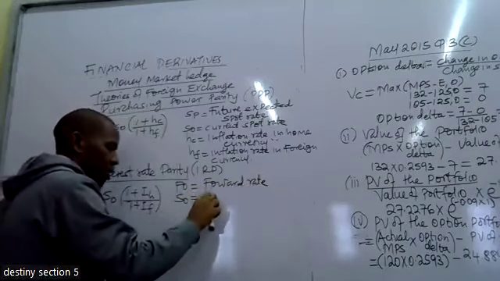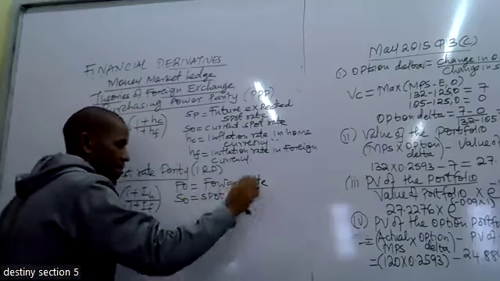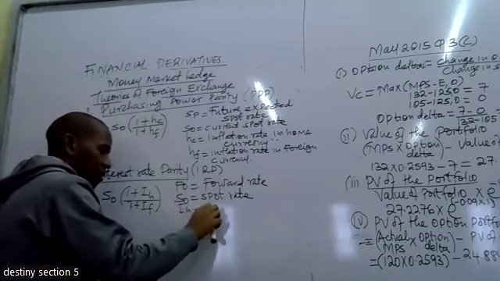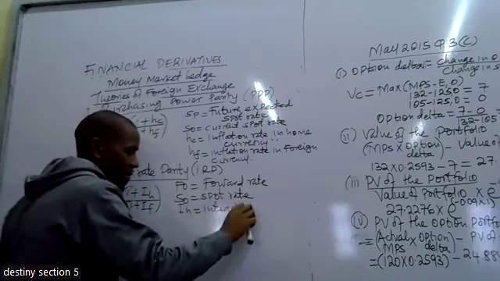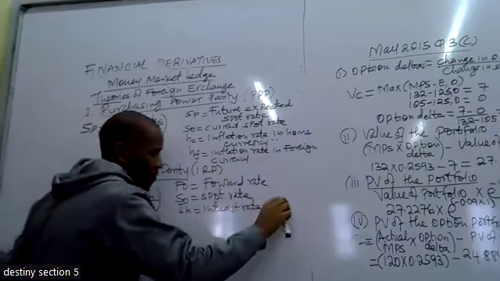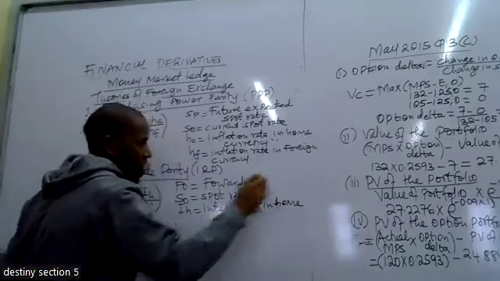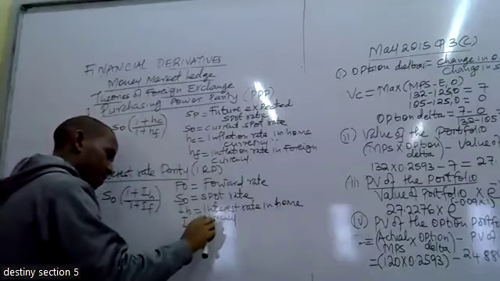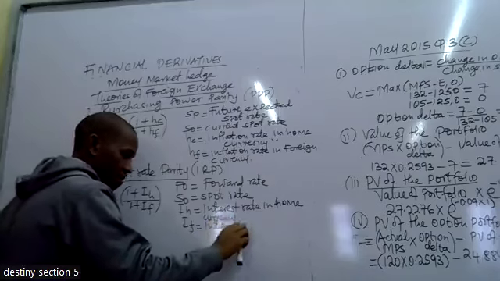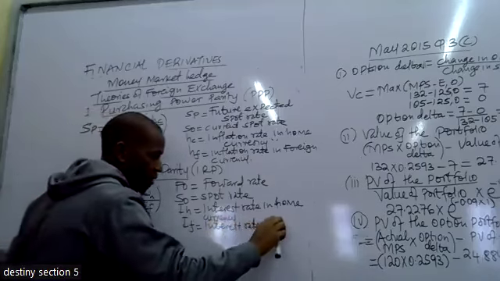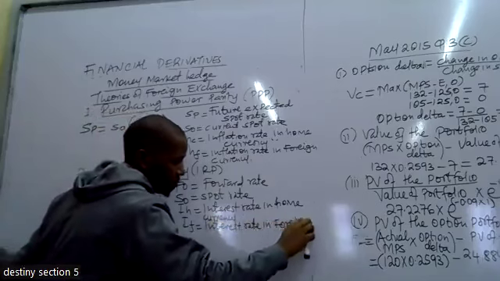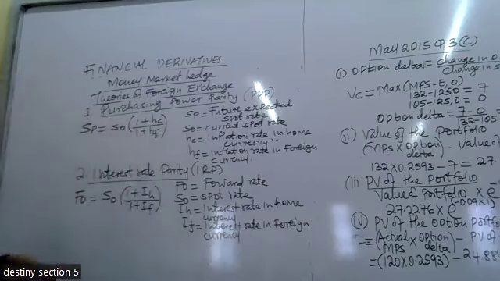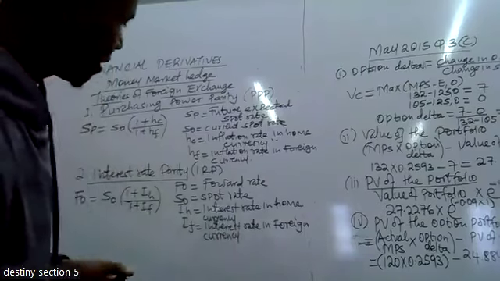S0 is the spot rate, and then this is the interest rate in home currency, and this is the interest rate in foreign currency.